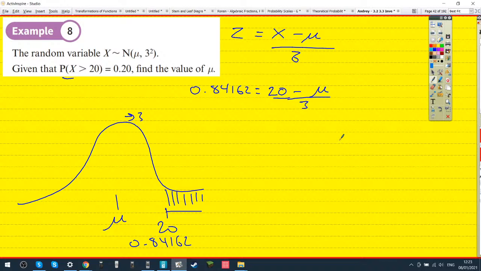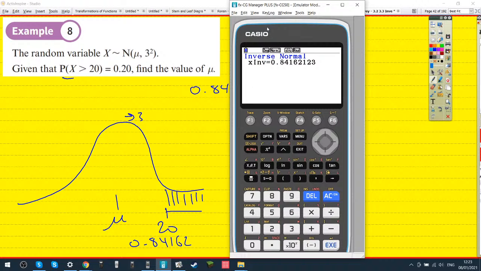And so what would be mu? How do you get that? By just solving. So 3 times 0.84 divided by 20. Okay. And then swap the symbols around as well. So yeah, sorry.